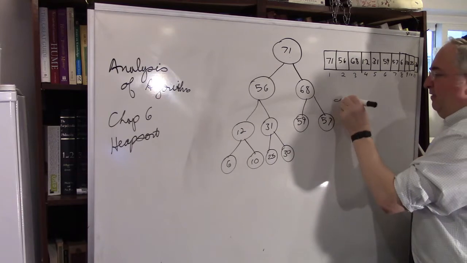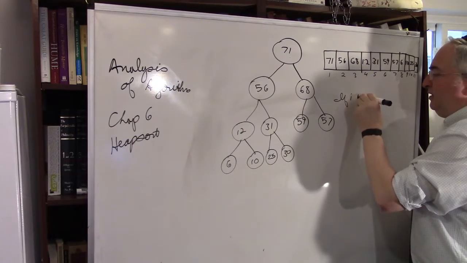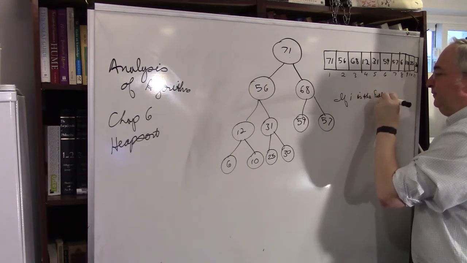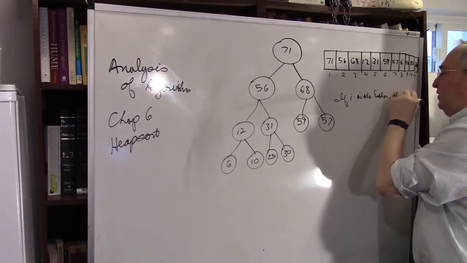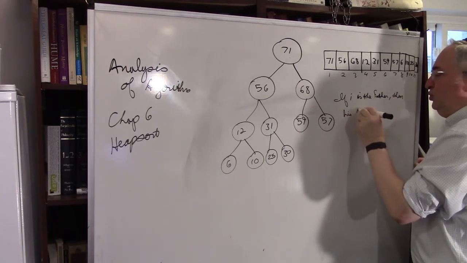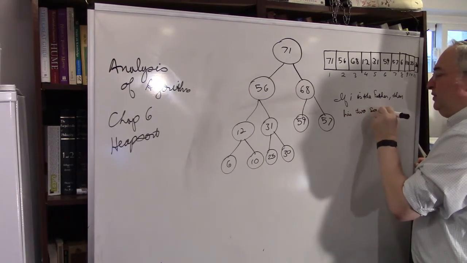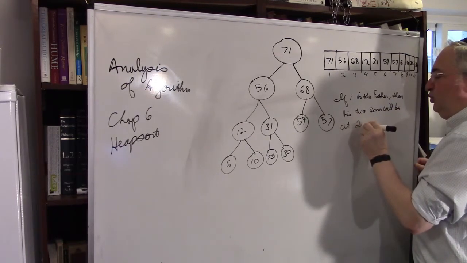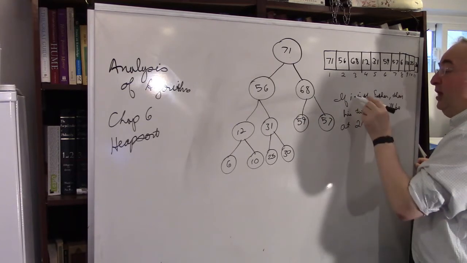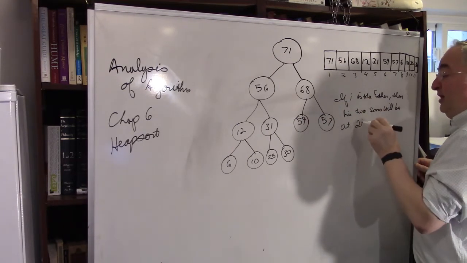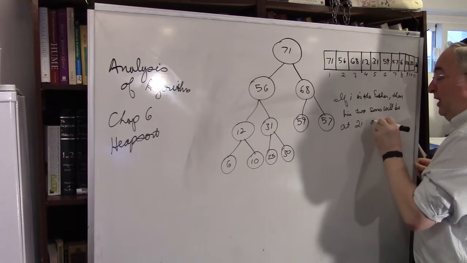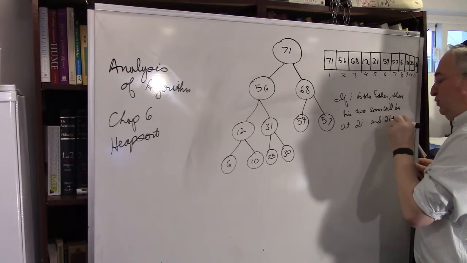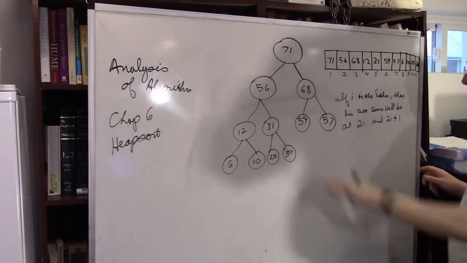Here's the way to see it. If I is the position of the father, then his two sons will be at positions 2 times I and 2 times I plus 1. Let's see if it works out.